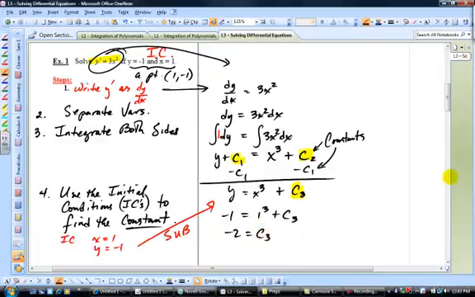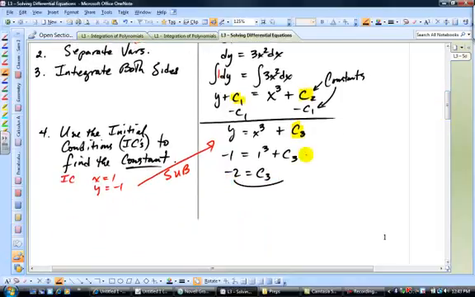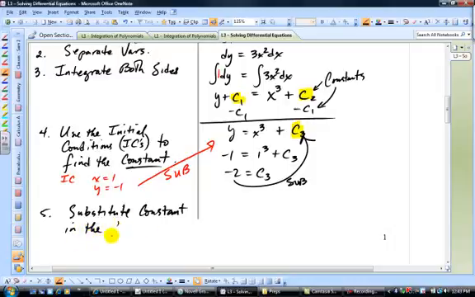Okay, and the last step would be to actually write the equation. So I'm going to take this and just substitute it back so I can write the function. So step 5, substitute the constant in and write the function. Now let me write it down that way. So substitute the constant once you find it in the function, and write the function.